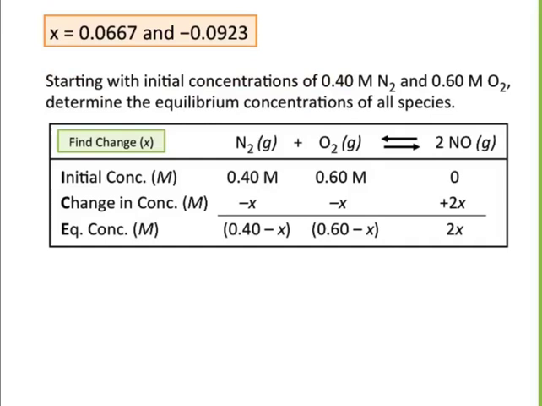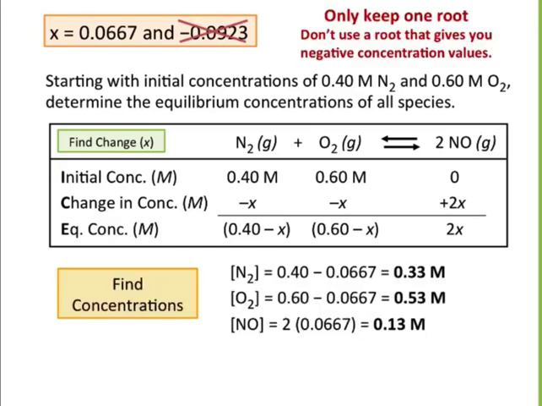Okay, so now what do we do with these? Well, back to our original ICE box, we need to plug x into the bottom line of this, and then we can solve for the concentrations of each thing. Now we have two values for x, and one of them makes sense, one of them doesn't. If you look at this, straight away, one's negative. The nitric oxide over here, if you just plug x into here, you'll get a negative concentration, which doesn't make any sense.